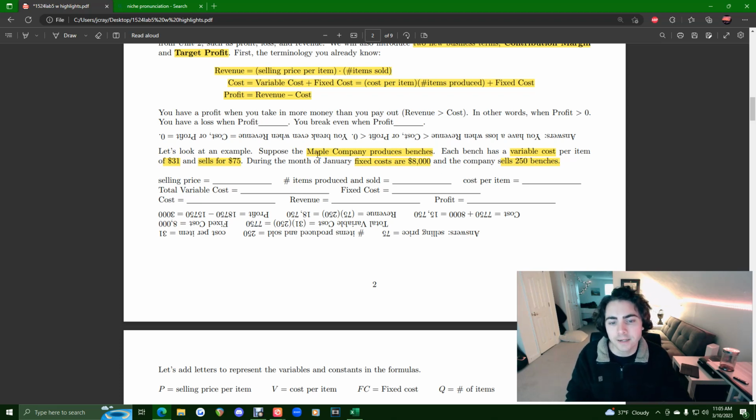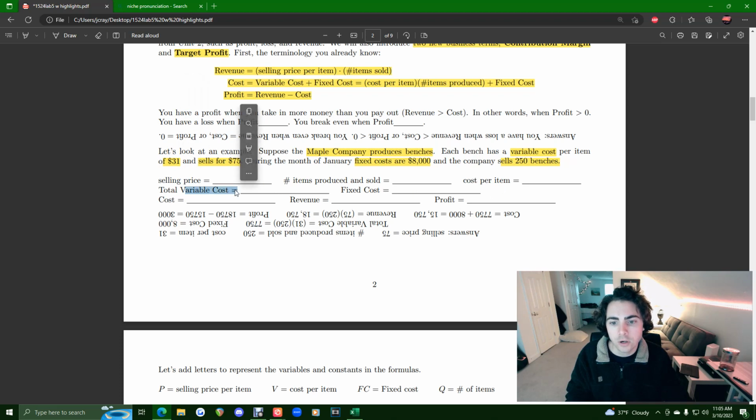So looking at an example, Maple Company produces benches. The variable cost is $31. They sell for a price of $75. And the fixed costs are $8,000. They sell 250 benches. So selling price $75. Items produced and sold 250. Cost per item. The cost literally is the cost for the company, so that's the variable cost of $31.